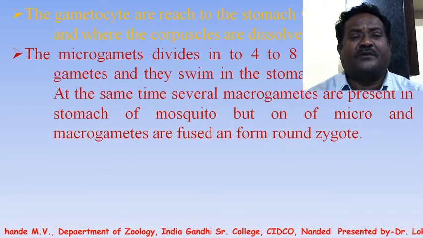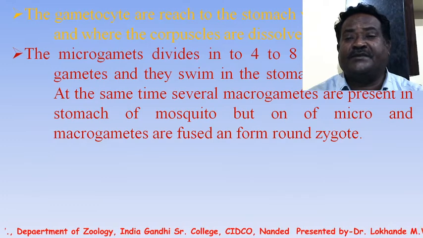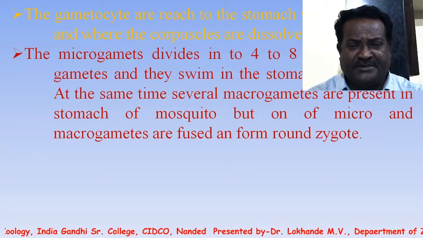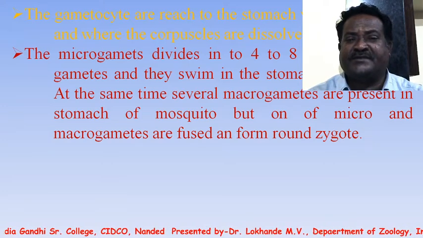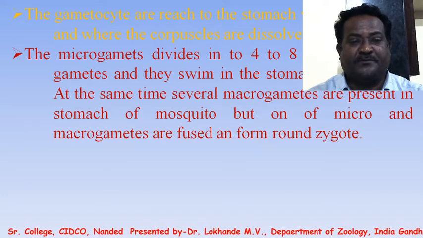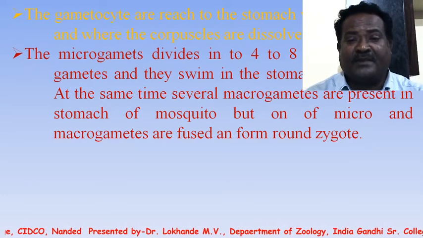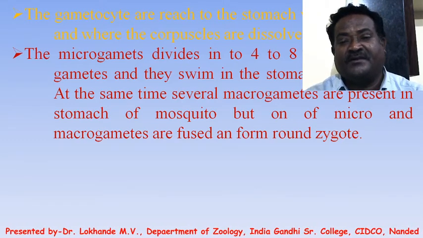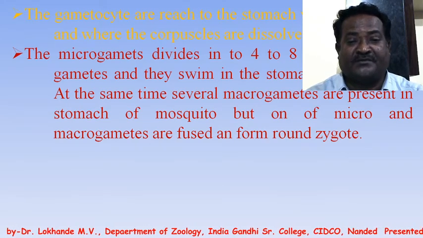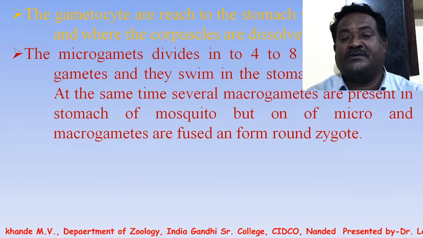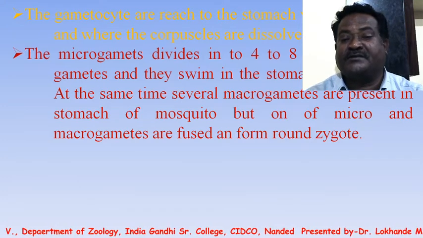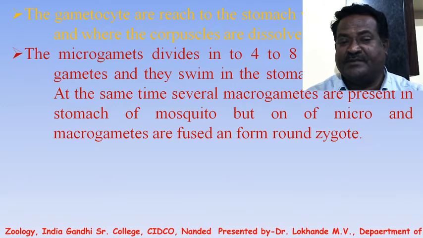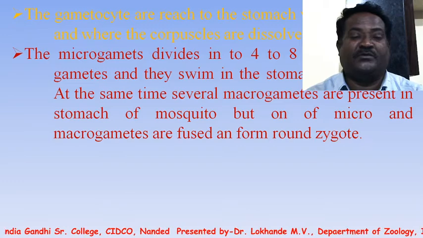The microgametes divide into 4 to 8 long flagellated gametes, by multiple fission, and they swim in the stomach of the mosquito. At the same time, several macrogametes are present in the stomach of the mosquito, but one of the micro and macrogametes fuse and form the round zygote. This is called gametogony, meaning formation of the gametes.